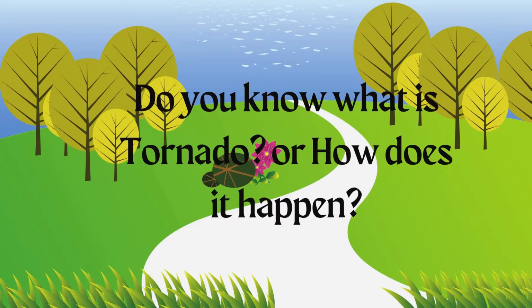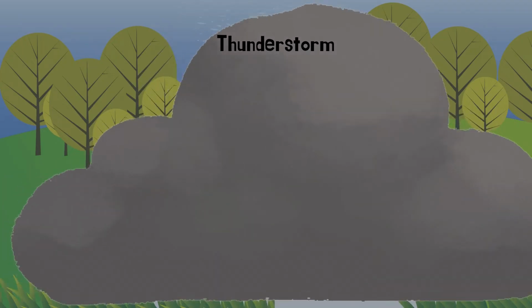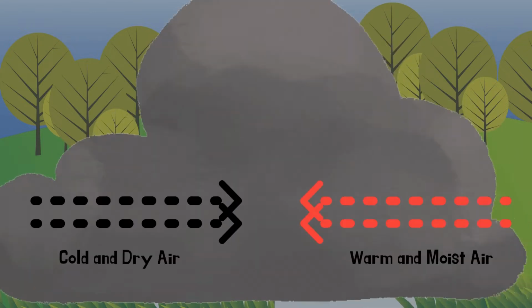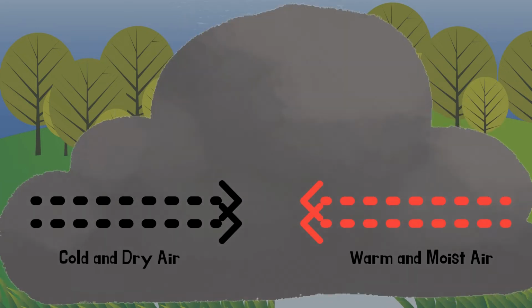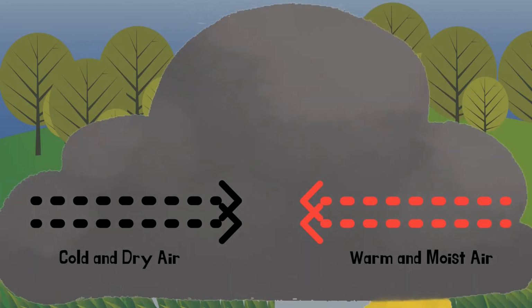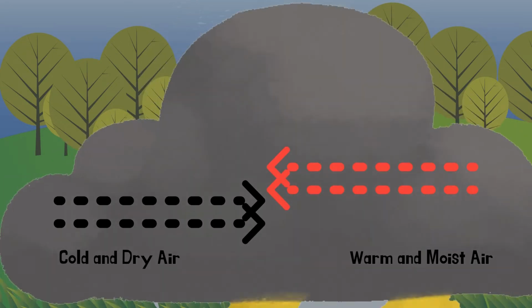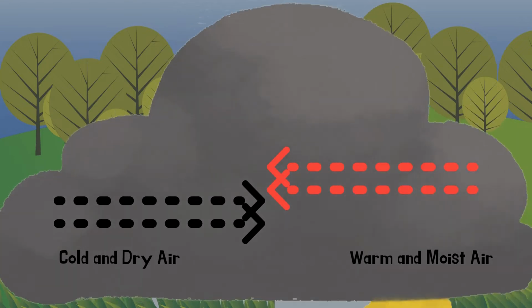Do you know what a tornado is, or how it happens? Tornadoes form from thunderstorms. When cold and warm air meet in a thunderstorm, they create instability in the atmosphere. The cold and dry air is more dense than the warm and moist air.